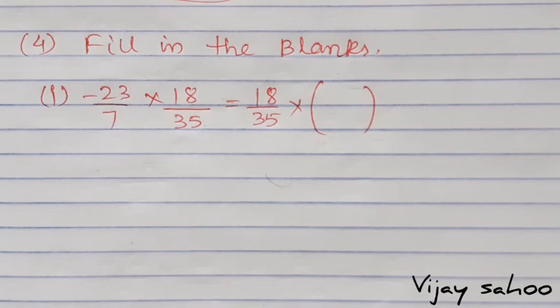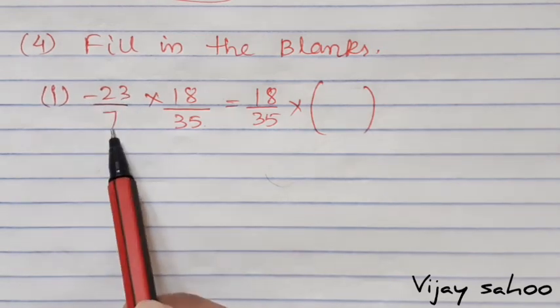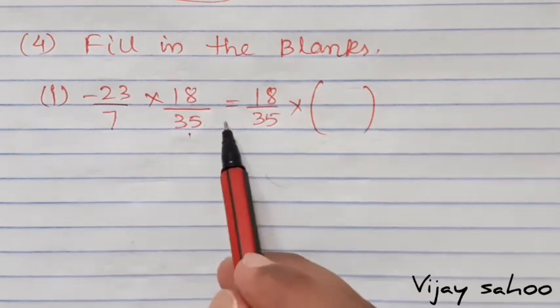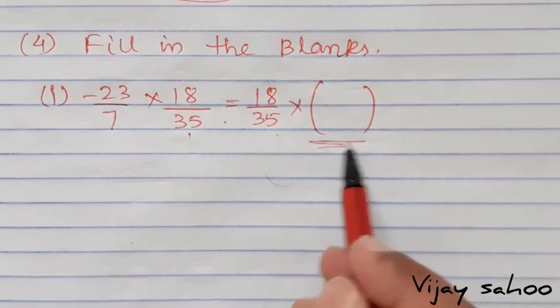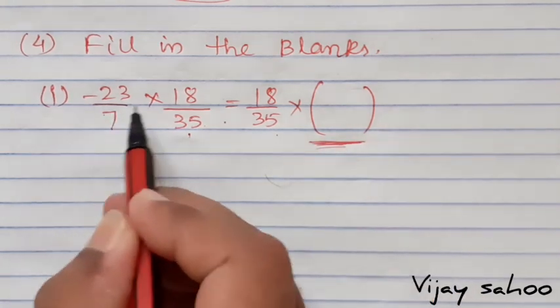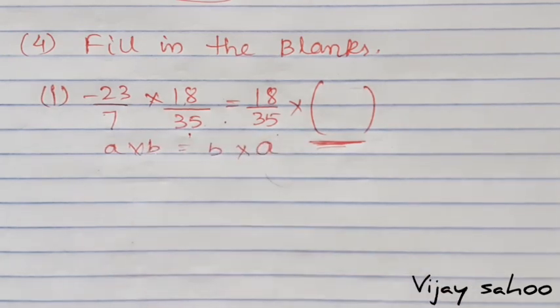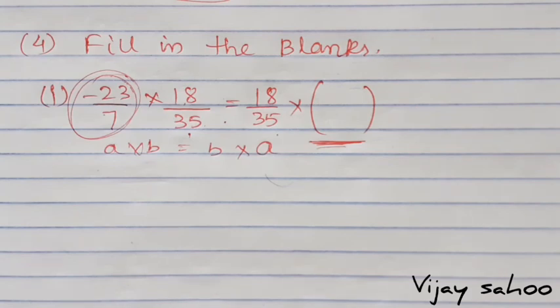Fourth question, that is fill in the blanks. I will explain all those questions here. First one, that is minus 23 by 7 multiplied by 18 by 35, which is equal to 18 by 35 multiplied by which value? Then which value will be over here? So we know that A multiplied by B is equal to B multiplied by A. Now you can see what is the value of A here? Minus 23 by 7. What is the value of B? That is 18 by 35.